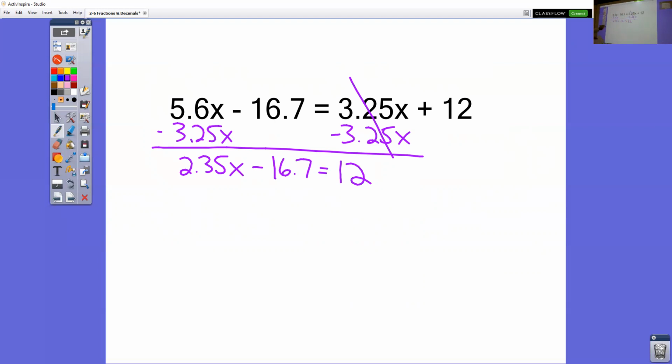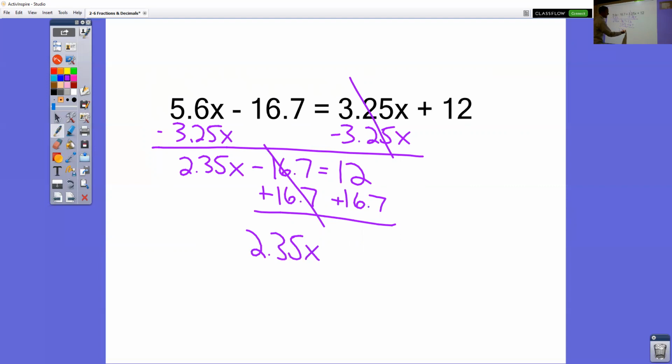So now we just have a two-step equation. Add 16.7 to both sides. So those will cancel out. So we have 2.35x equals 28.7. Divide by 2.35, divide by 2.35. Those cancel out. Now, be very careful.